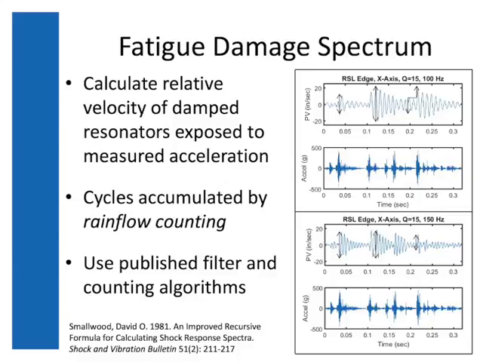You would just create some list all the way through the frequencies that you're interested in, and use published filter algorithms to calculate what their velocity relative to the base would be as a result of the particular acceleration trace you're looking at. Those cycles can then simply be added up. There are a number of algorithms. I'm using rain flow counting throughout this talk, but there are others.